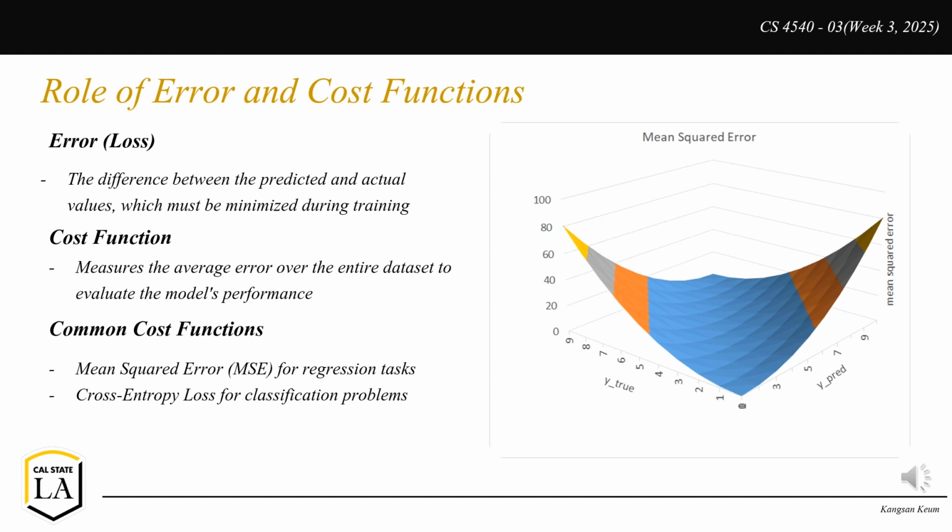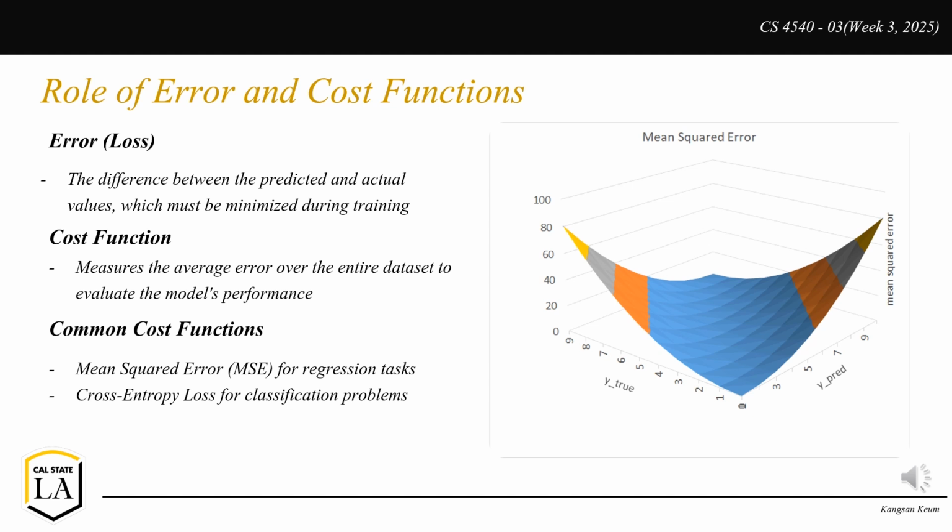There are different types of cost functions depending on the task. First is mean squared error, or MSE, commonly used in regression problems. It calculates the average squared difference between predicted and actual values. Squaring the errors ensures that the larger mistakes are penalized more.